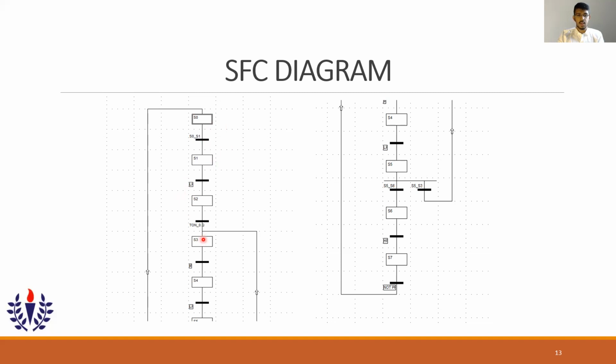LP is our low position. T on_0 is the output from our timer 1. IP is our intermediate position. LP is again the low position.